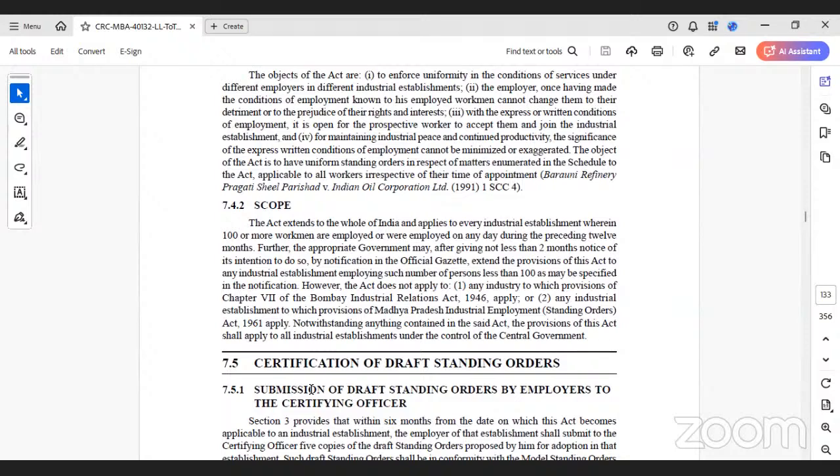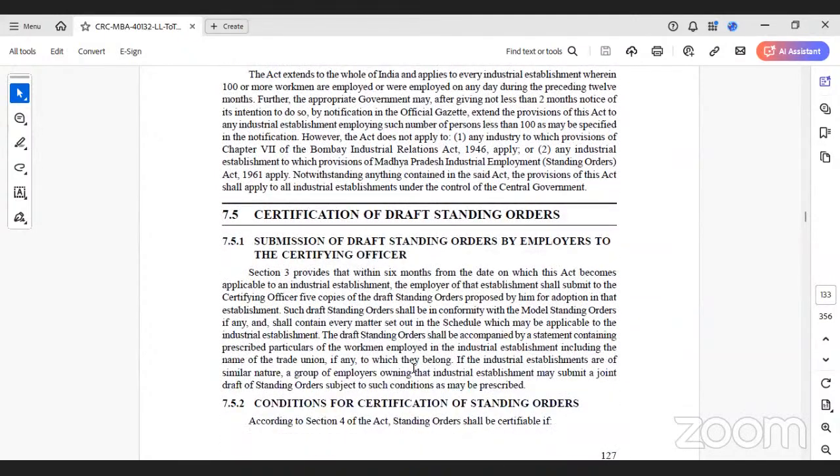And further, the appropriate government may, after giving not less than 2 months notice of its intention to do so by the notification in the official gazette. And coming to the certification of draft of standing orders, first of all, the submission of draft standing orders by employers to the certifying officer.